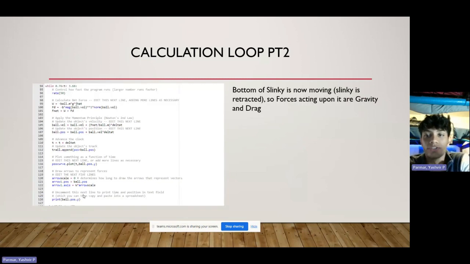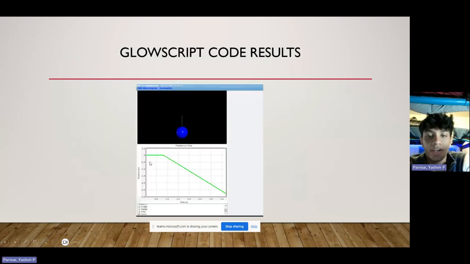So this is part two of the calculation loop. Basically the bottom of the slinky is now moving, so our center of mass is moving. And so now the forces acting upon it are gravity and drag from the Earth. And here you can see our forces, our velocity update formula, and our position update formula. And here are the results of our GlowScript code.